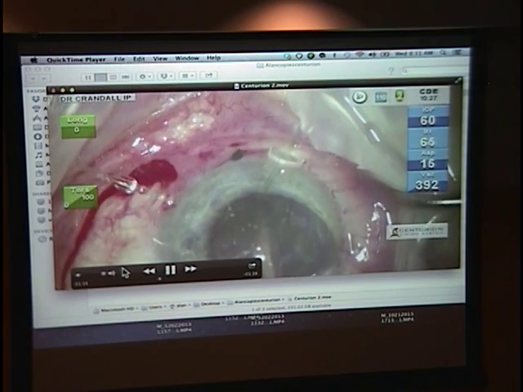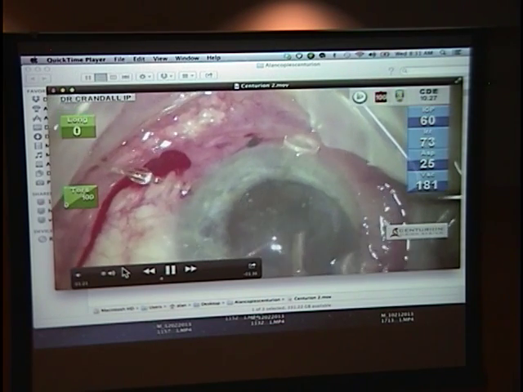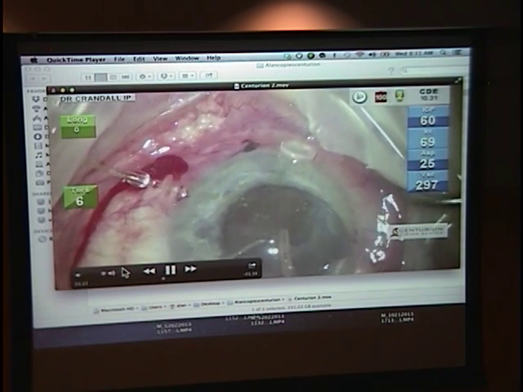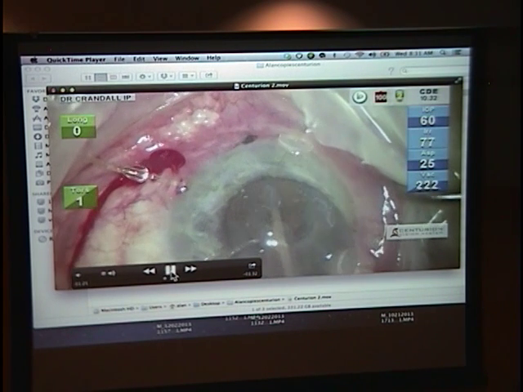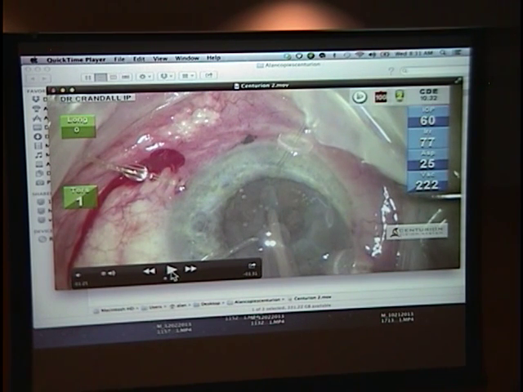MST hooks in. But one of the nice things about this, and I want everybody to look at one thing, look up on the right side. Everybody freaks when they first see this. It says intraocular pressure of 60. That's a hell of a lot of pressure, isn't it? Does anybody know what a bottle height of 105 is?